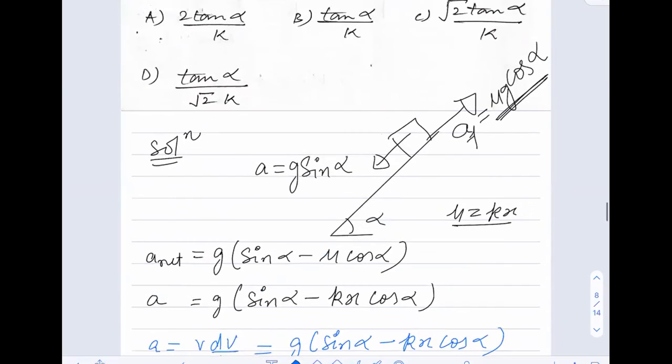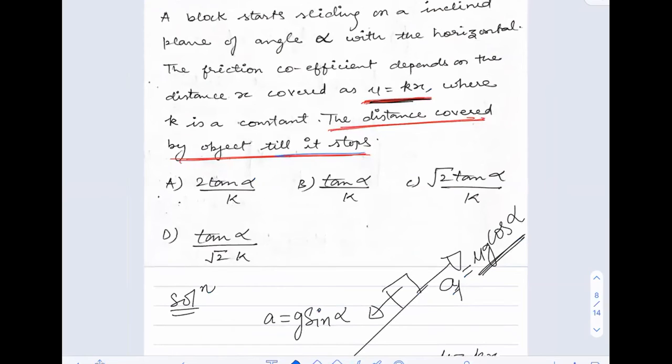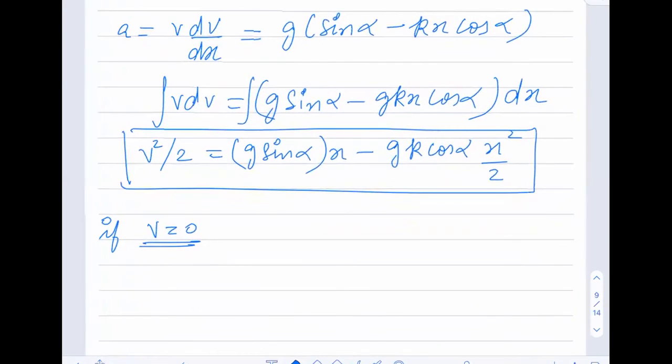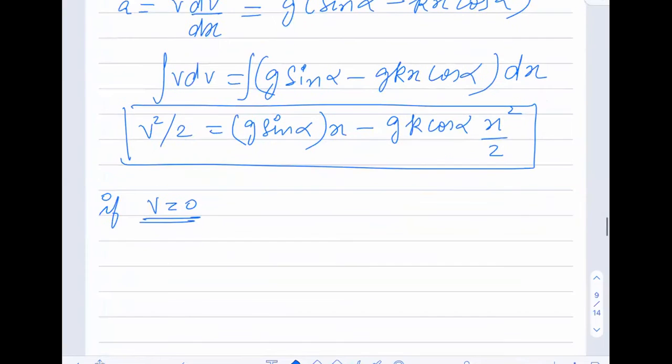Now it says, just see this question, it stops, finally this velocity is 0. So I have an equation where I have a velocity. So if I put velocity 0, can I calculate the displacement where velocity is 0? So just equate this equation to 0. When I equate this equation to 0, just check what I am getting.